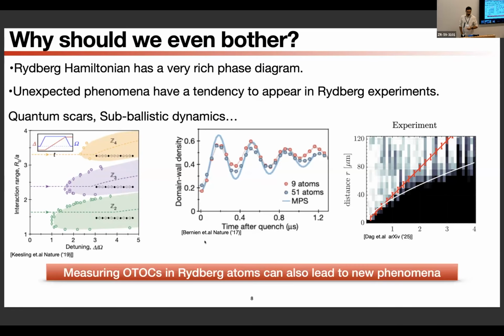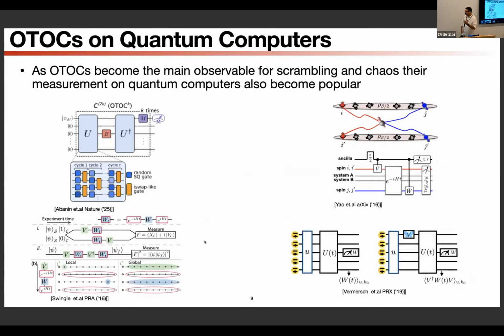So independent of our motivations for holography, developing concrete tools of measuring OTOCs on Rydberg arrays could lead to some interesting new phenomena that we didn't expect to see before. There are many different ways of actually measuring these OTOCs on quantum hardware. Mainly, they've been developed in gate-based quantum computing. And the most straightforward way to do this is actually implementing the full operator.